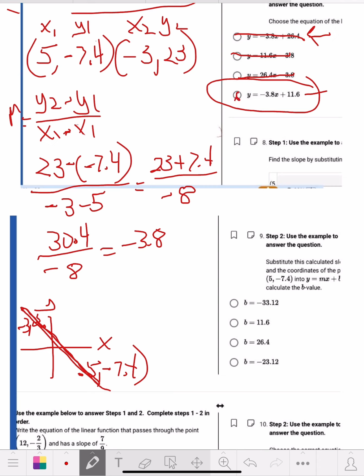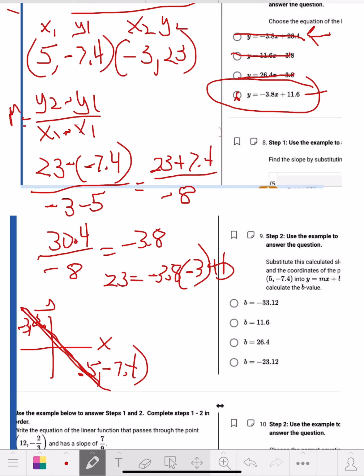But you see how I did that? What I could have done is plugged in and did a formula. I'm just going to erase some things. I didn't get too much space, but I can do it. I could plug it in. I could take one of the values. I could take 23 as my y equals, we know it's negative 3.8, times negative 3 plus b. So now we just got to solve for b.